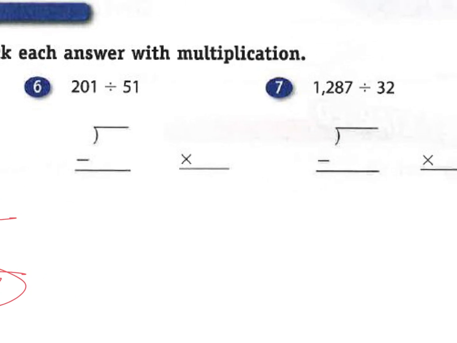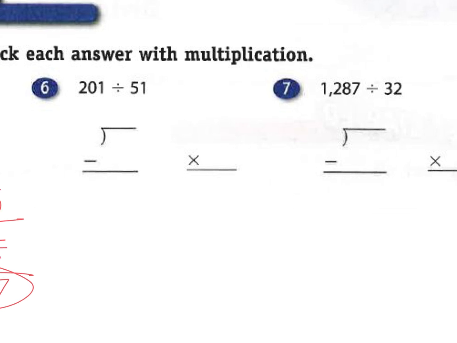Okay, the next one is 201 divided by 51. So you write it like this. You have to write the 201 divided by 51. So then we think, does 51 go into 2? No. Does it go into 20? No. We have to figure out how many times it goes into 201. Well, we know if we counted by 50s, it would go in there at least 4 times, but since we can't count by 50s because it's 51, it's only going to go in 3 times.